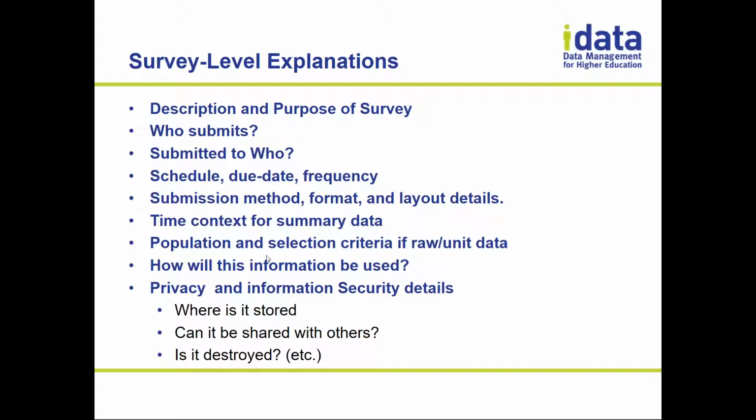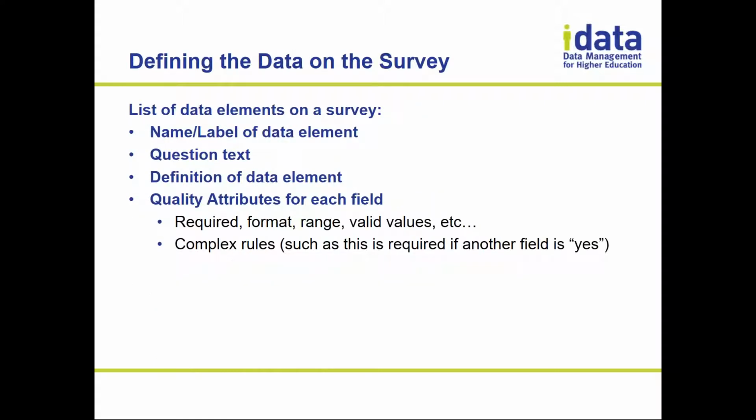Those are things that you want to capture in your knowledge base, somewhere around the survey at a high level. The next thing is you want a list of the data elements on that survey, right? In that you need the name or label of that data element. Is it last name, or interest in a dining hall, 1 to 5, right? And then the question text.